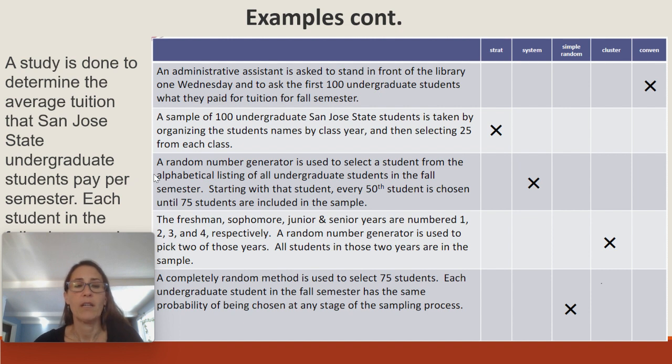The last example, a completely random method is used to select 75 students. Each undergraduate student in the fall semester has the same probability of being chosen at any stage of the sampling process. So simple random sampling, it could be representative, but with simple random, you might end up with all freshmen or all part-time students or all students doing a semester abroad or something. So you might have to be careful with that one being representative.